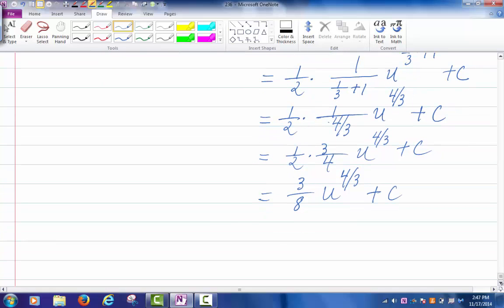And finally, I have to go back to my x, right? Finally, I have to go back to my x. So what was u? It's 3/8 times 1 plus x squared to the 4/3 plus c. Okay, that's the final answer.